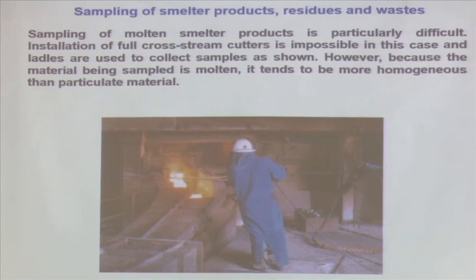But the good thing about molten metal is that the material being sampled is molten, so it tends to be more homogeneous than particulate material. That means it behaves like a fluid. So, I can take a small unit and dip it and get the sample. Not much bias is there, because they are all in molten stage. But if I have suspended particulates in that, then again I will have bias induced into that.